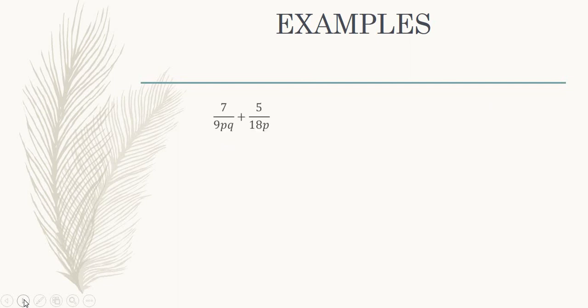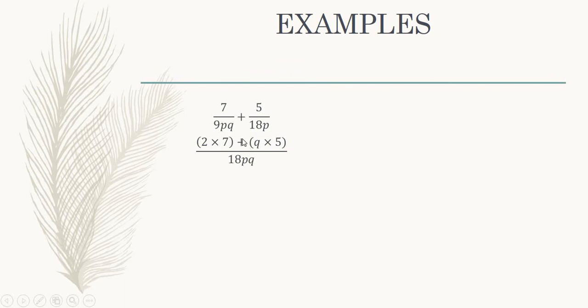Now for our second example that we have 7 all over 9pq plus 5 over 18p. Again, the aim is to find the lowest common denominator, which is going to be 18pq. We're going to take each denominator to divide the common denominator. The result, we take it to multiply the respective numerator. So 9pq into 18pq, note that pq will cancel out, and 9 into 18 goes 2 times. So we take that 2 to multiply the numerator of 7.